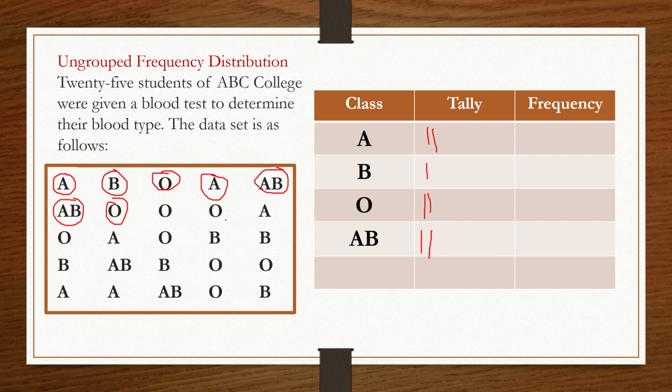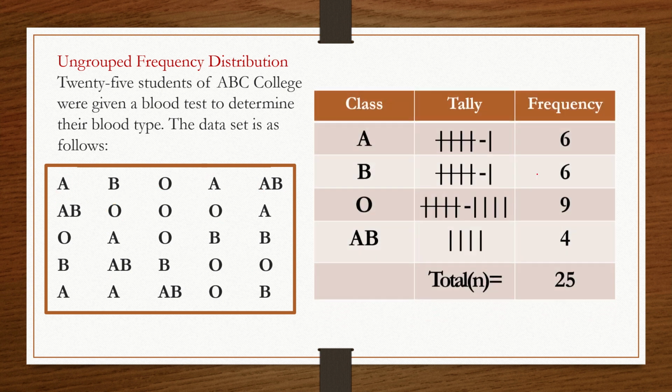And then, ang kalabasan is, ito po, yung table po natin. Okay? Ito na po yung natali natin dito sa 25 data points po natin. Okay? After mo matali, so, the frequency. So, ilan yung natali natin dito? 6. Kaya 6 po to. Ito, sa blood type B, 6 din. Blood type O, 9. Blood type AB, 4.